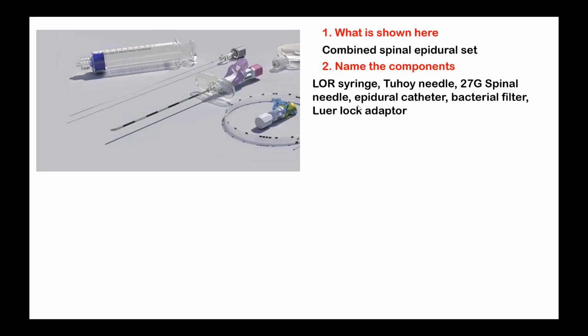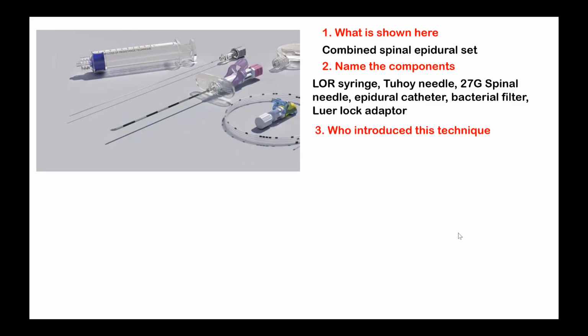So starting from this point, LOR syringe, then you have Tuohy needle, 27 gauge spinal needle, you have the epidural catheter, this is the bacterial filter, and this is the luer lock adapter. Okay, all of them are there.